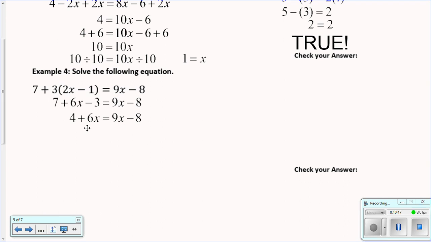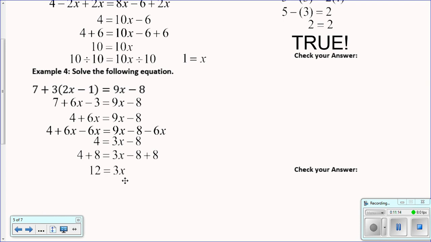I'm going to go ahead and move the 6x, I believe. Yep. Subtract 6x from both sides. So this 6x minus 6x will give me 0. So that's just going to leave me with 4. 9x minus 6x gives me 3x. So I get 4 equals 3x minus 8. Now it's just a two-step, so I add 8 to both sides. This will give me 12. The 8's will cancel out, leaving me with 3x. Divide both sides by 3. So I get x equals 4.